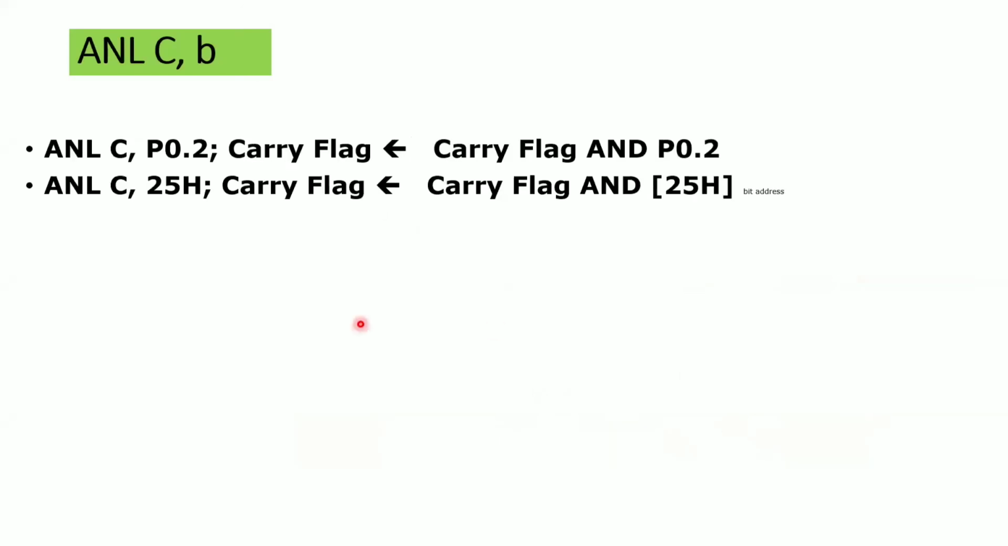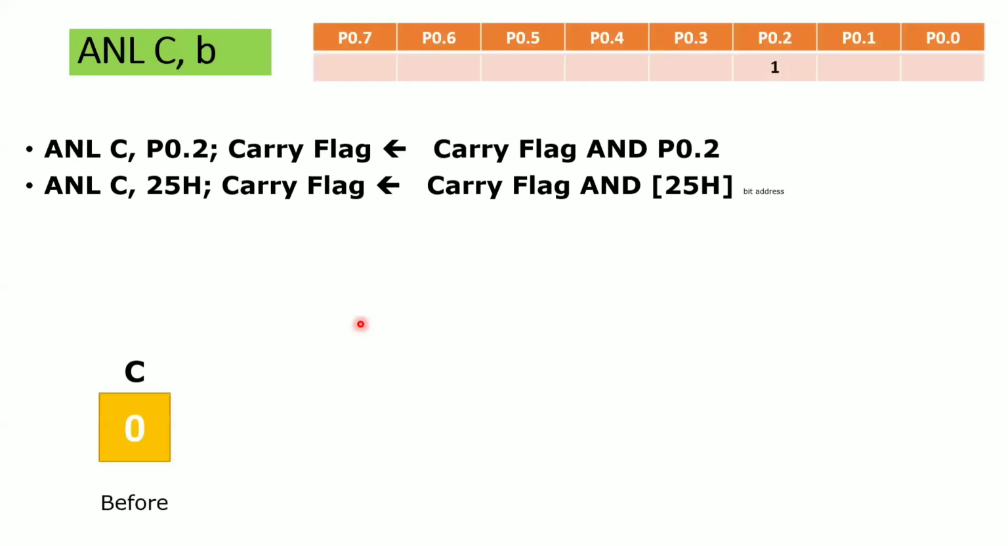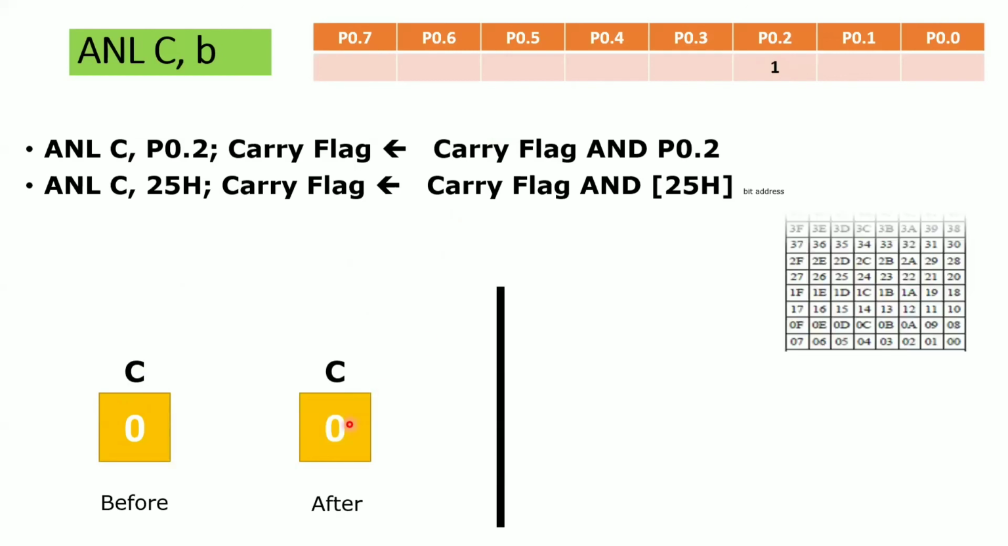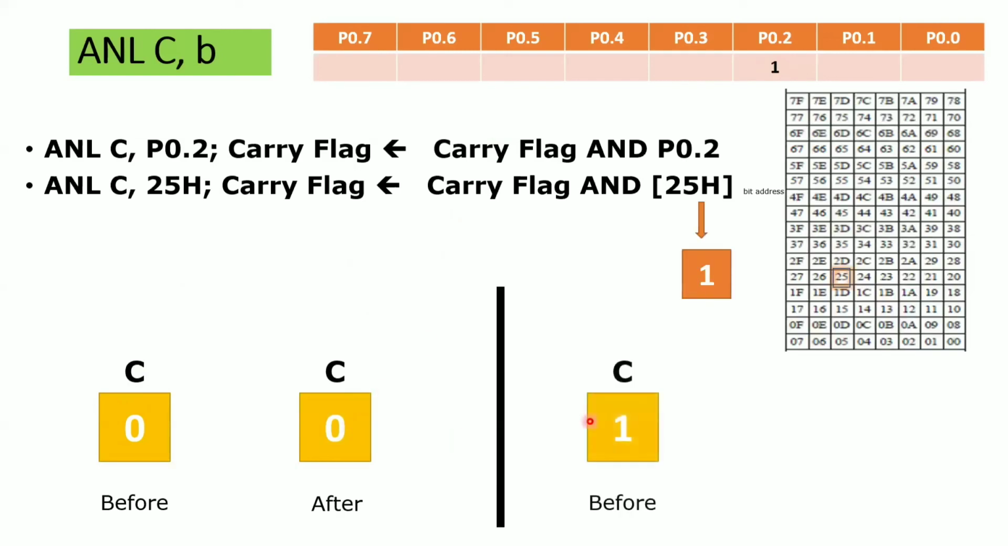Okay, the next one is your AND operation between two bits. Whenever you want to do an AND operation, you can do it. Now take an example. Port 0.2 consists of value 1 and the carry flag is 0. Now what am I doing? AND operation. You perform the AND operation between these two, and the result will be stored inside your carry flag. Perform the AND operation between these two numbers, 0 and 1. So you will get 0, right? Similarly, perform the AND operation on these two numbers, 1 and 1, you will get the value 1.